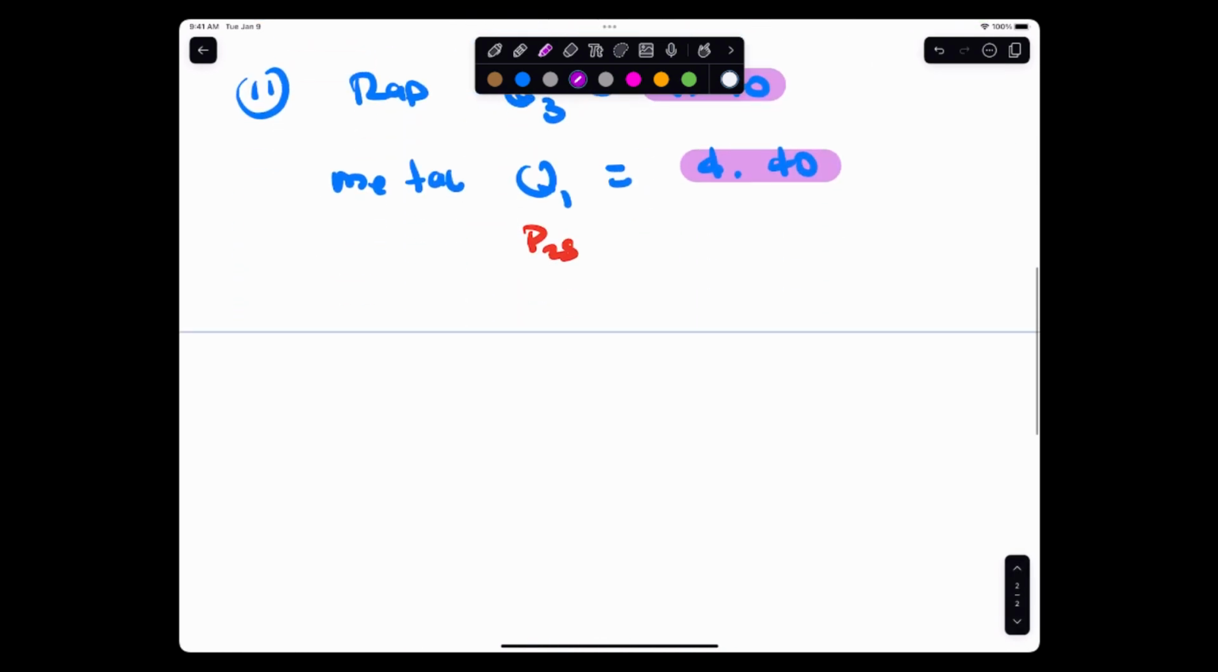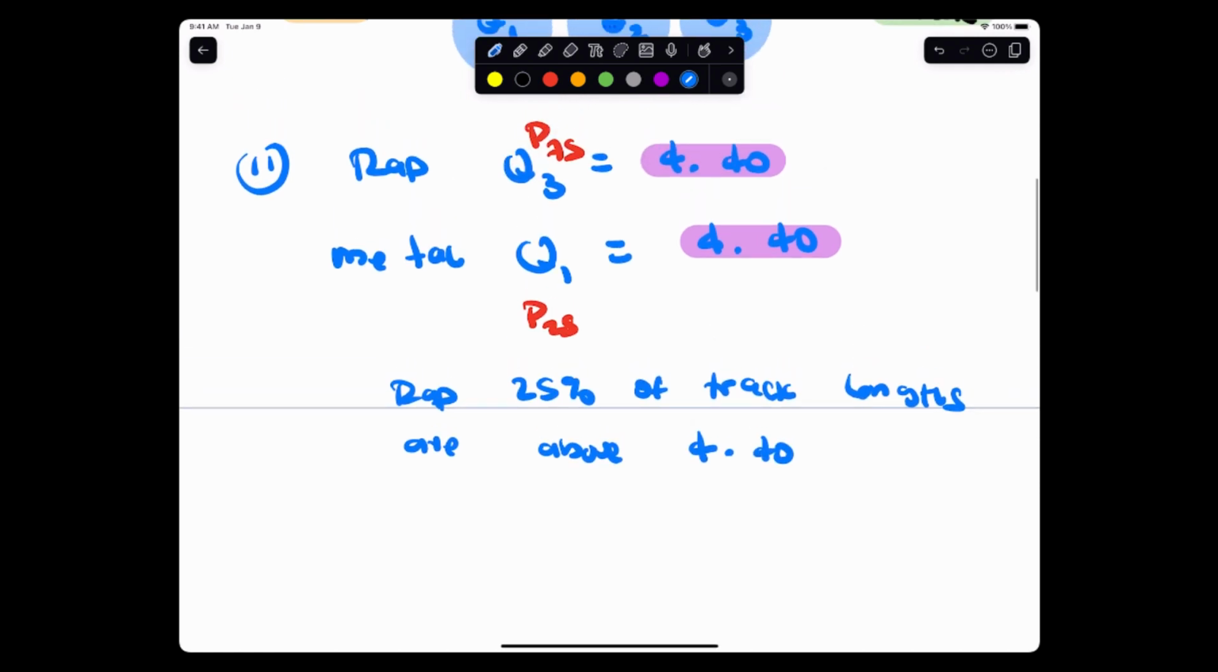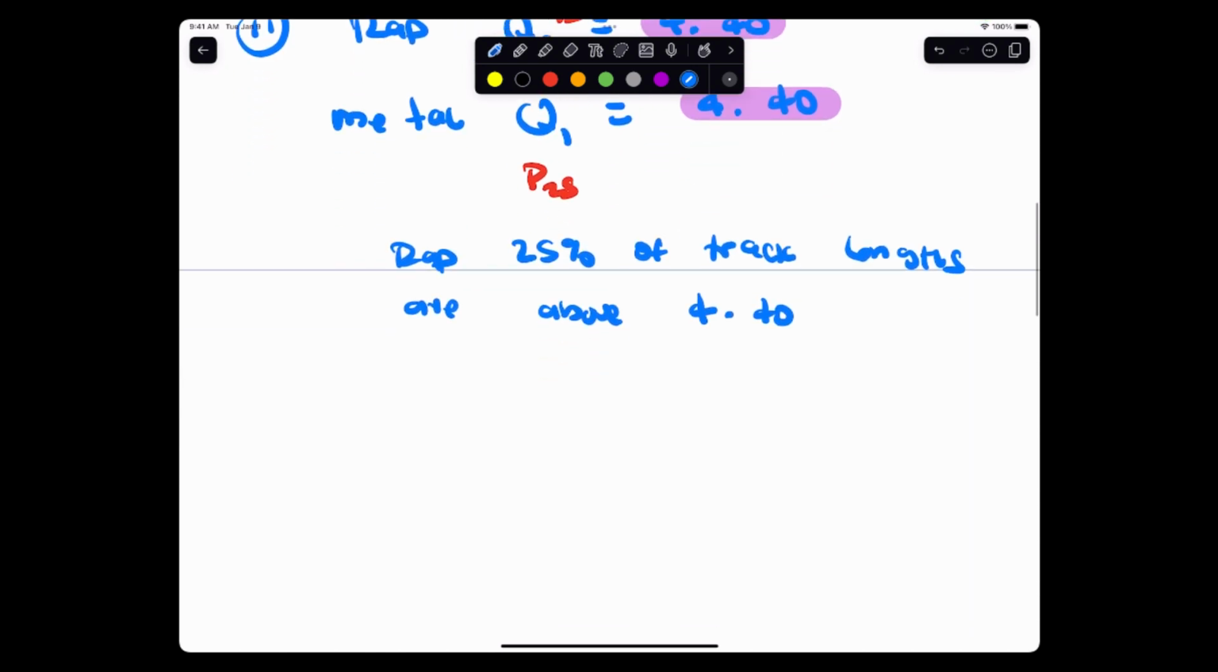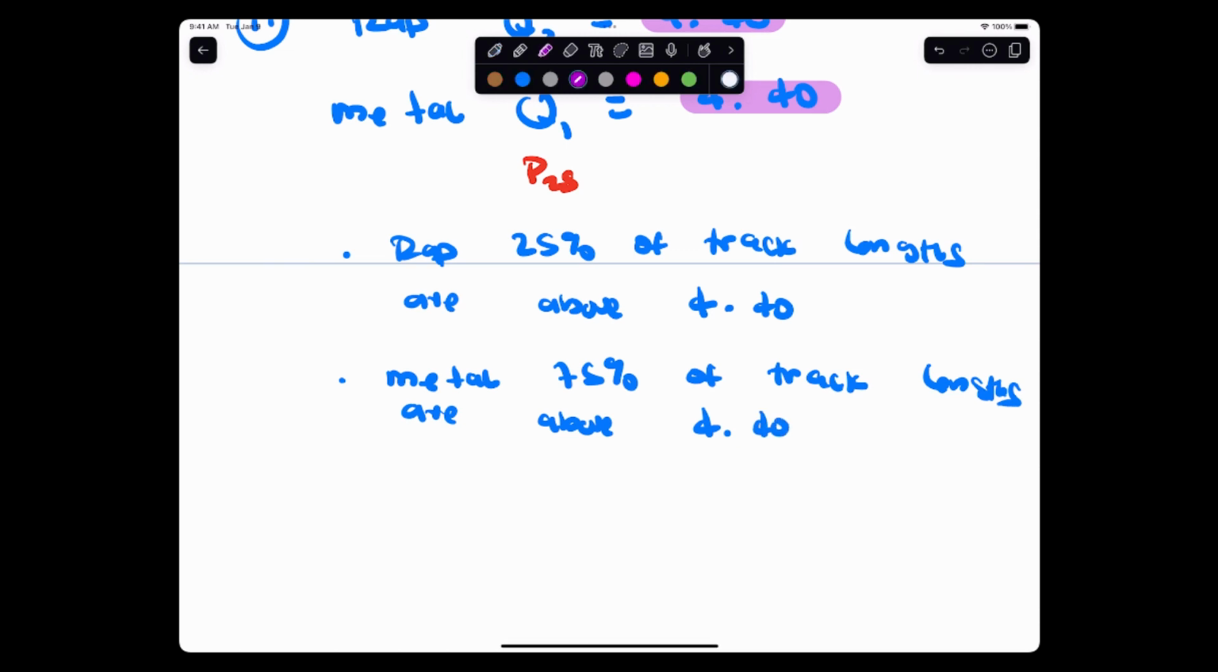For rap, twenty-five percent of the track lengths are above 4 minutes and 40 seconds, because they're saying above. Now, for metal, what do you guys know? 75% of the track lengths are above the 4 minutes and 40 second mark. 440 or above.